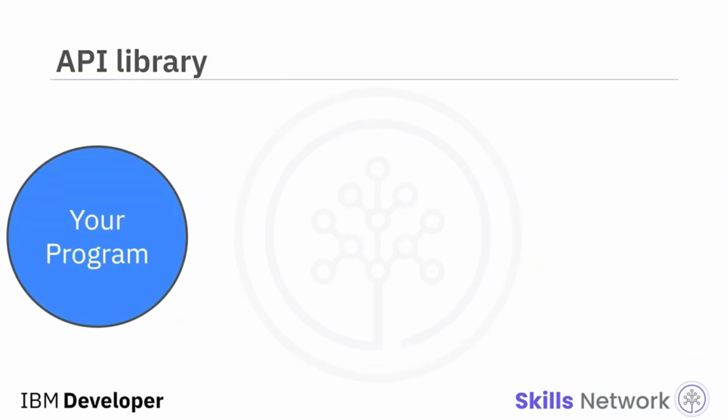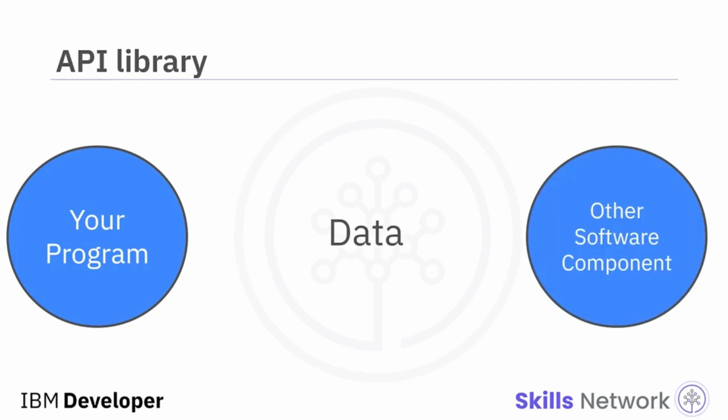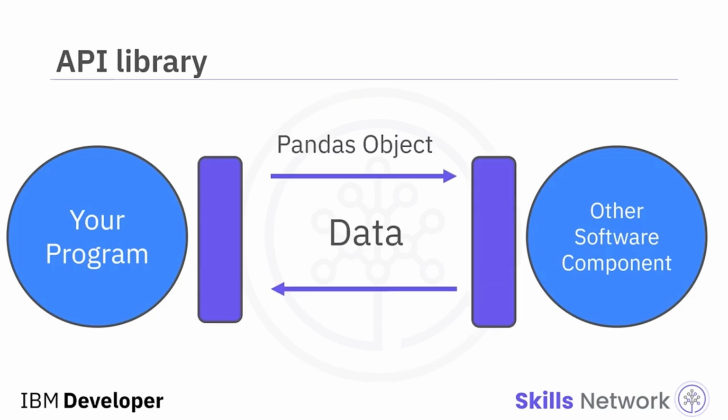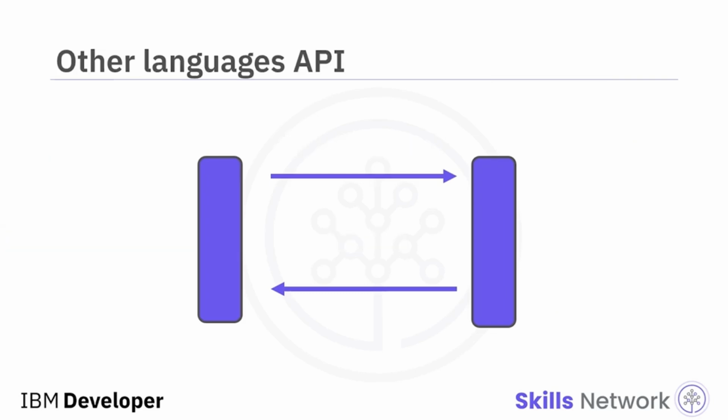Now, to further understand how an API works in a library, consider an example of the Pandas library. Pandas is a set of software components where not all components are written in Python. In your program, there is some data and a set of software components. You can use the Pandas API to process the data by communicating with the other software components. The software component at the back end can be the same, but there can be an API for different languages.